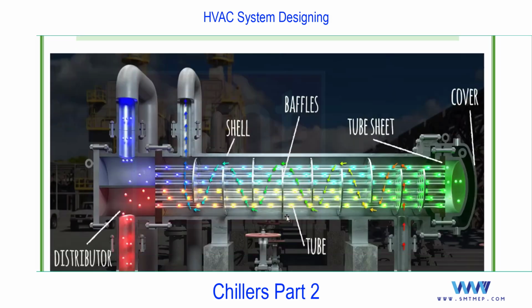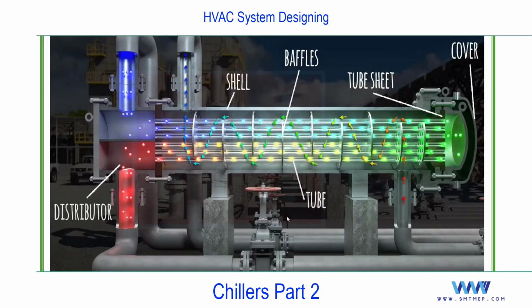This is simple. You can find it in this image. You see why we are calling it shell and tube. This is a section view. The outer one is the shell, this one, and inside you'll find the tubes. You see, these are all tubes.